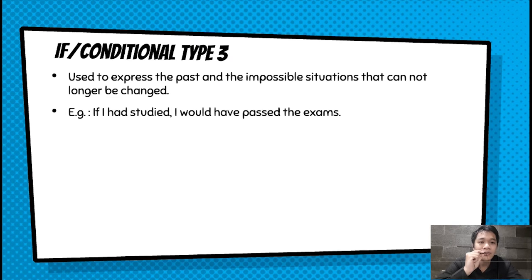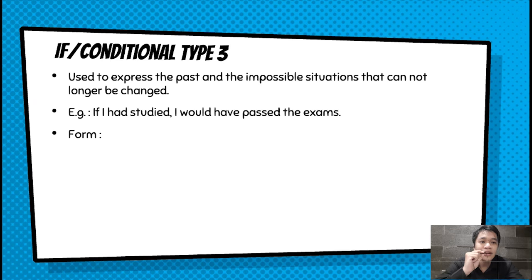Notice that we use the past perfect tense to talk about the impossible condition and would have plus past participle to talk about the impossible result. The important thing about this conditional type 3 is that both the condition and the result are impossible now.